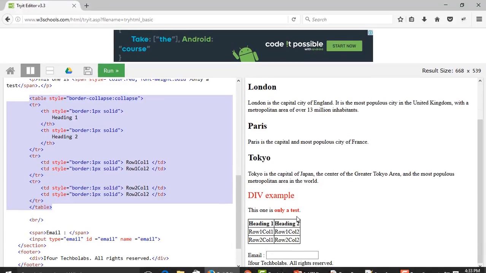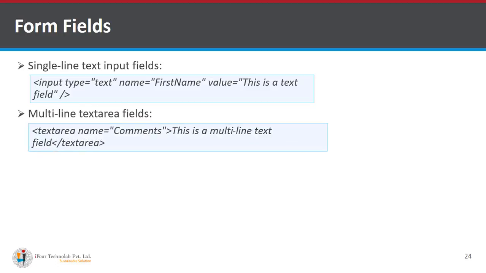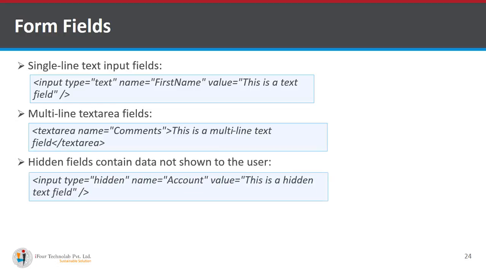Now I will explain this. Some of the form fields are input type, that is text, multi-line text, that is text area, and hidden fields that contain data not shown to the user. This is type hidden, often used by JavaScript code.